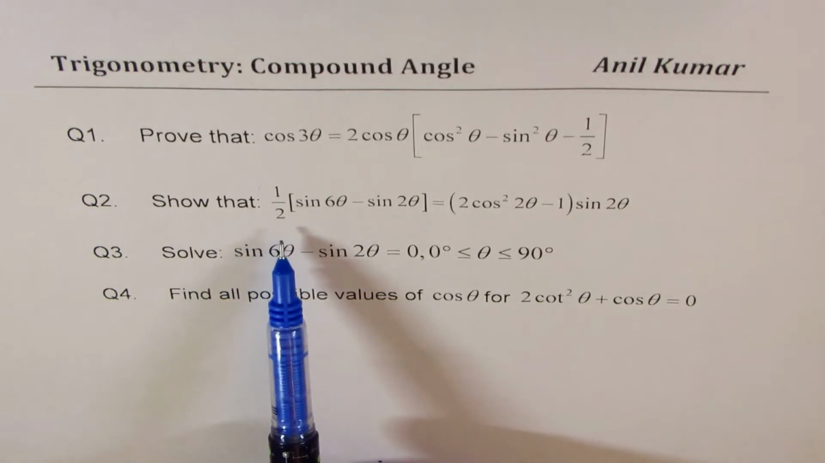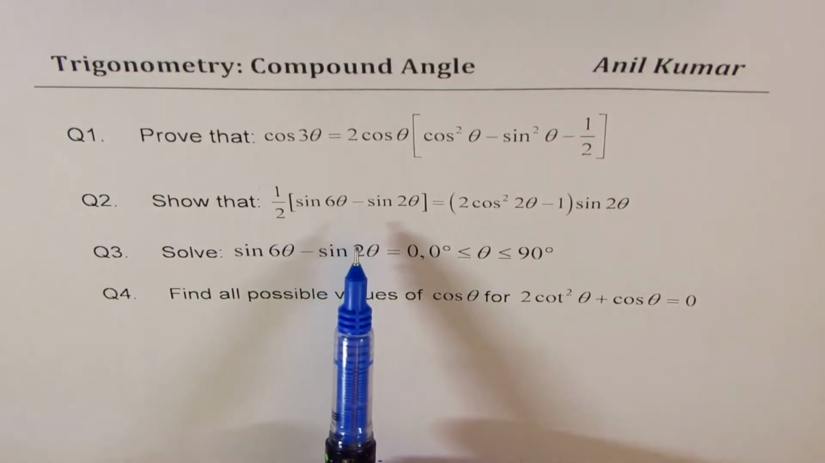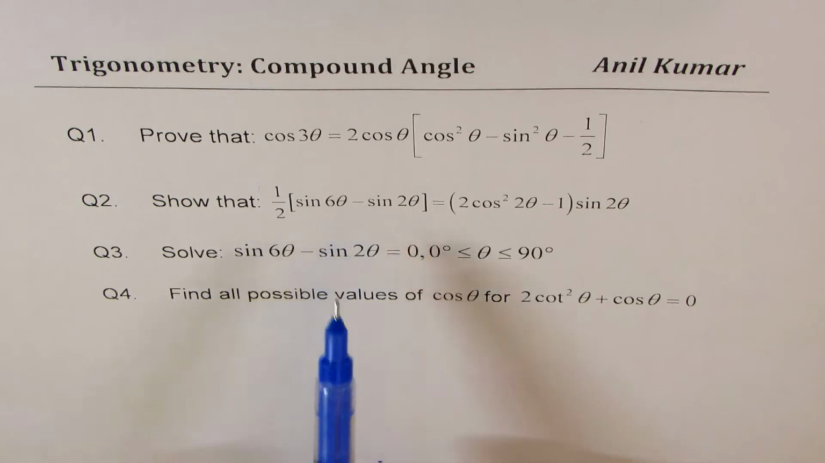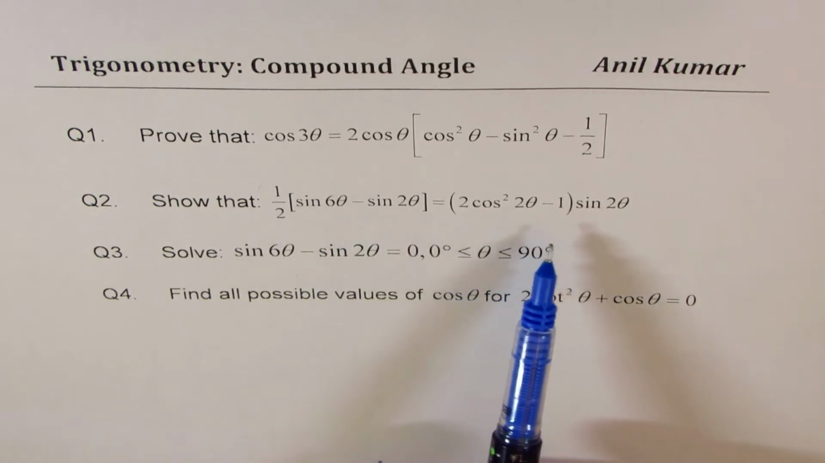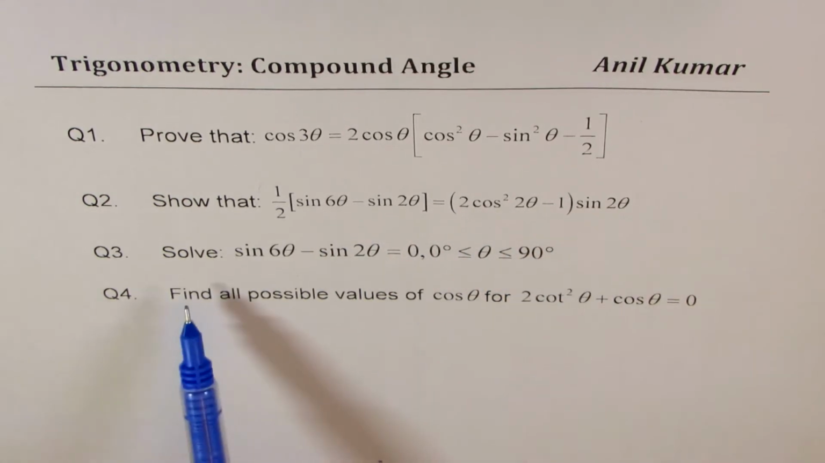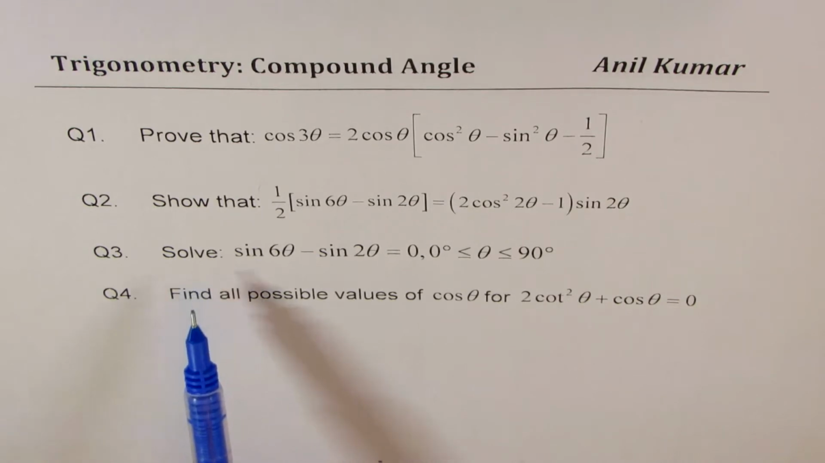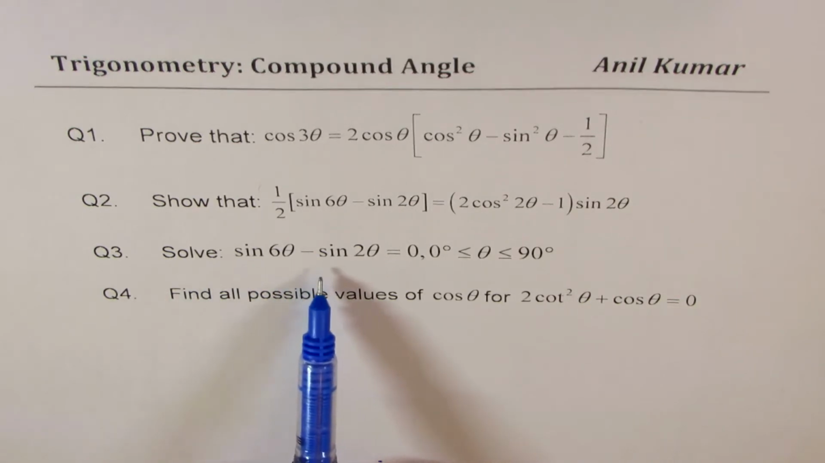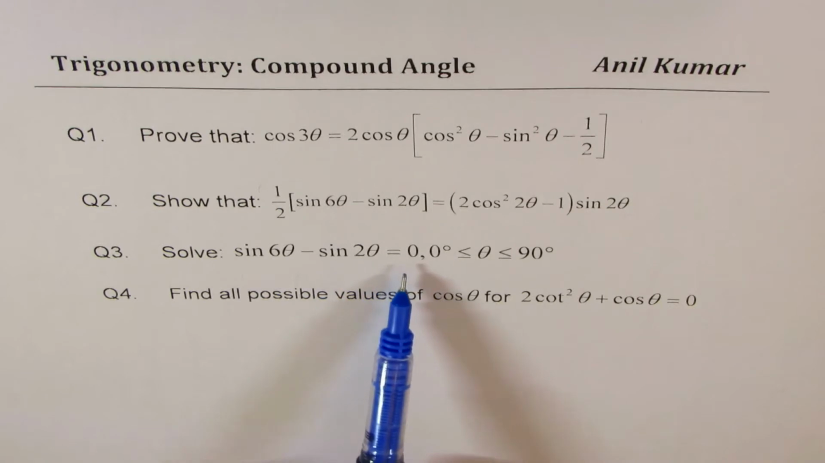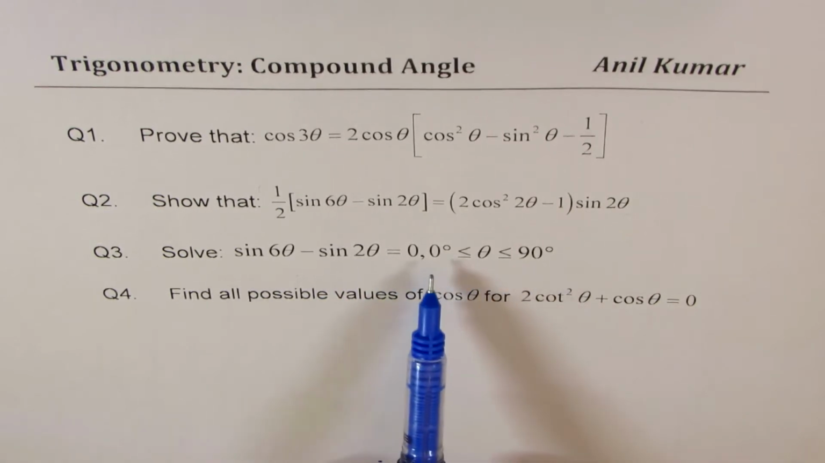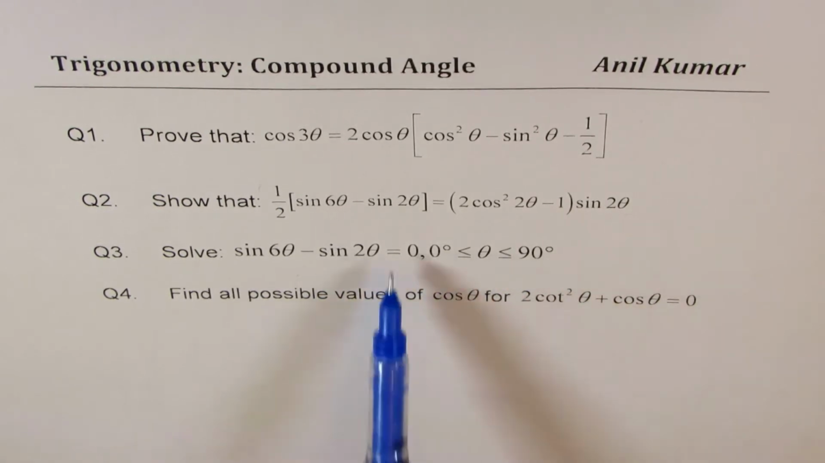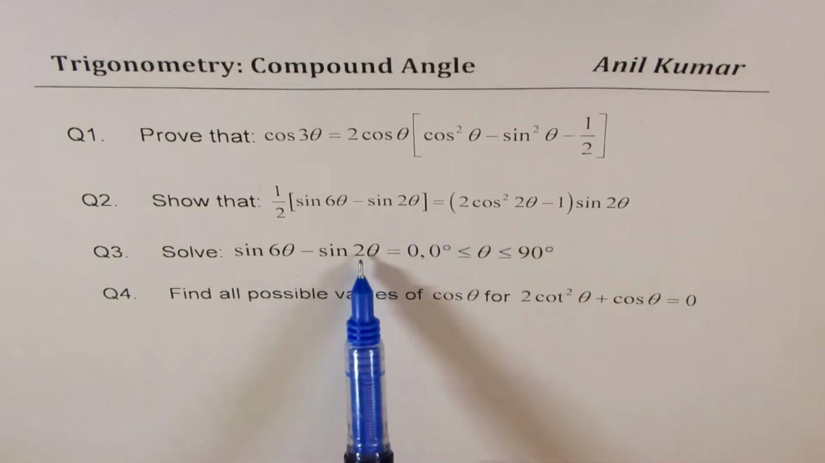Question number 2. Show that half of (sin 6 theta minus sin 2 theta) equals (2 cos square 2 theta minus 1) times sin 2 theta. Question number 3. Solve sin 6 theta minus sin 2 theta equals 0, where theta is between 0 to 90 degrees. You can apply this formula here.